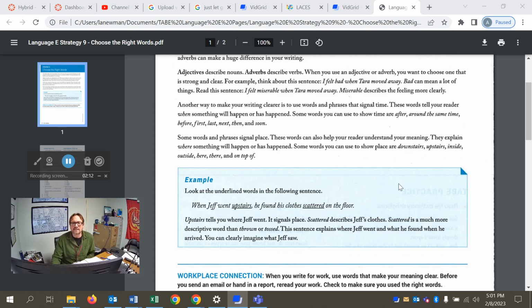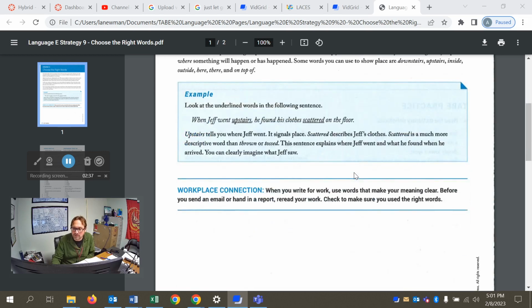Okay. Look at the underlined words in the following sentence. When Jeff went upstairs, he found his clothes scattered on the floor. Upstairs tells you where Jeff went. It signals place. Scattered describes Jeff's clothes. Scattered is a much more descriptive word than thrown or tossed. This sentence explains where Jeff went and what he found when he arrived. You can clearly imagine what Jeff saw.